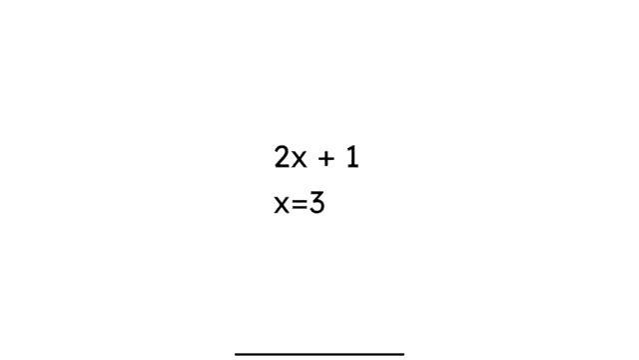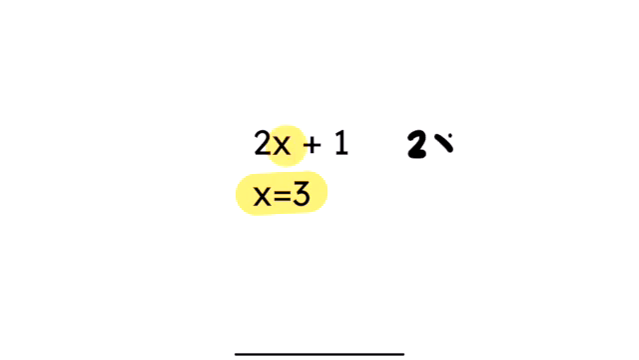So we'll look at this expression, 2x plus 1, and it's telling us to substitute x equals 3. So what that means is I'm going to rewrite my expression, but instead of x, I'm going to plug in 3. And then all we have to do is evaluate what that's equal to. So 2 times 3 is 6. And then 6 plus 1 is 7.